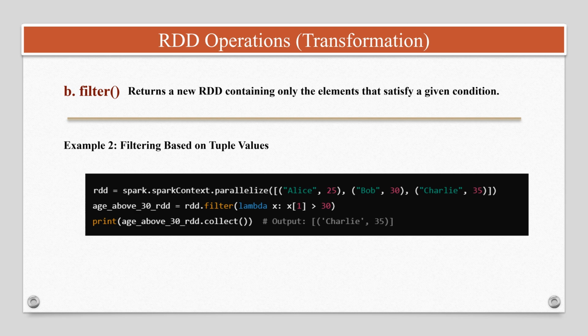Second example, filtering based on tuple values. If each element in the RDD is a tuple, the filter function can select tuples based on specific fields. In the given example, we are selecting the data which is greater than 30. So we will get Charlie 35, as only Charlie has value greater than 30. So when you want to refine your data by excluding elements that don't meet certain conditions, we can use filters. Filter is useful for tasks like cleaning data, removing noise, or narrowing down to relevant data points.